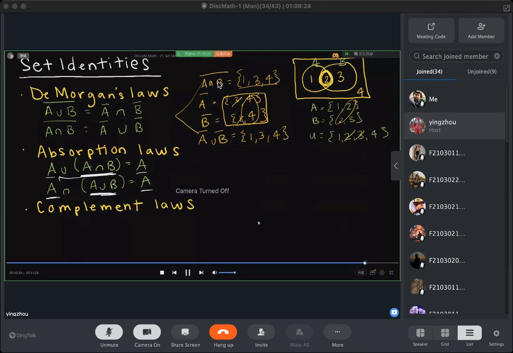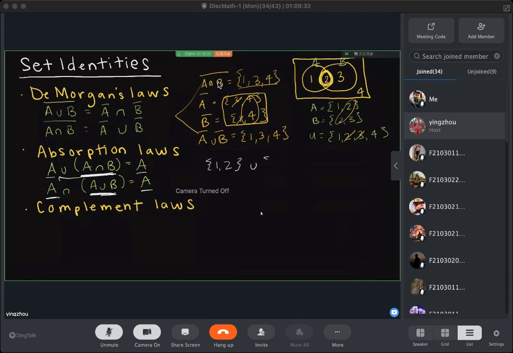And again, you can certainly look at our example and say, well, A is {1, 2}, and I'm taking the union with A intersect B, which is {2}, which of course is going to give me {1, 2}, which was just set A. So I'll leave the other one for you to do on your own.